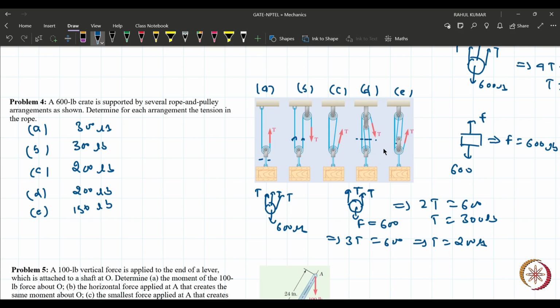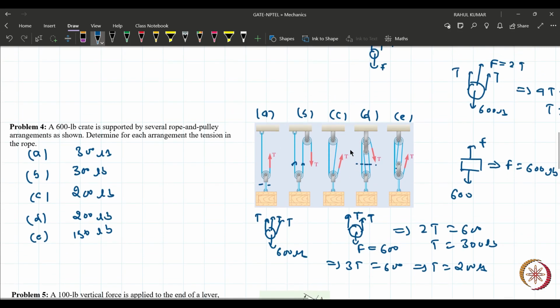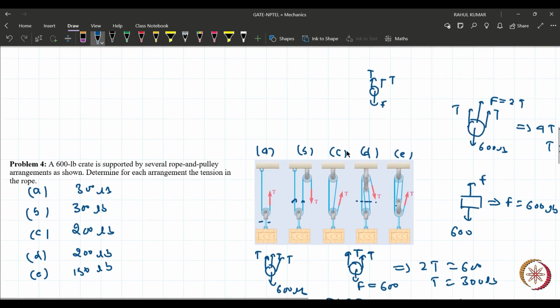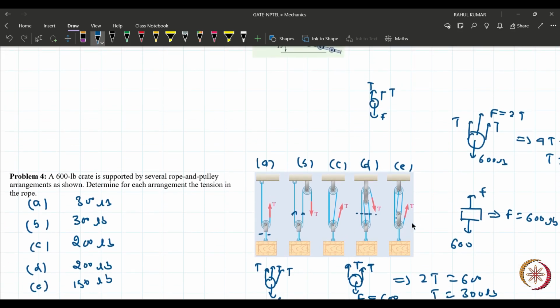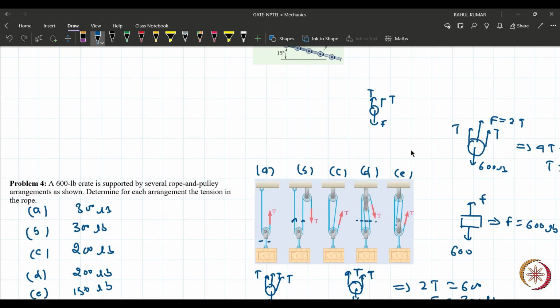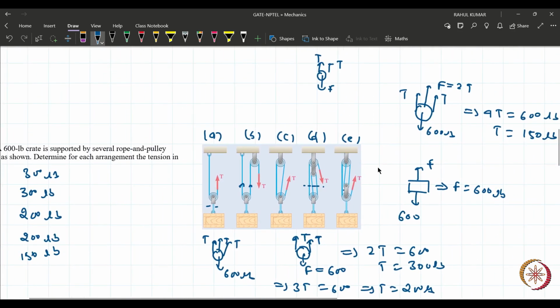Sir, can we check it by cutting the strings? Which part? In question E. Yes, sir. Well, I have already cut it. I have already cut it by this pulley.